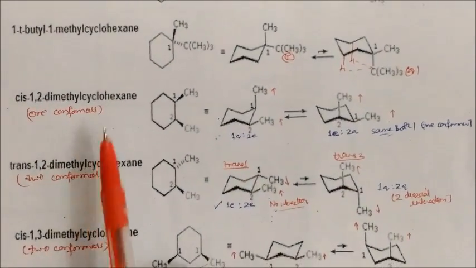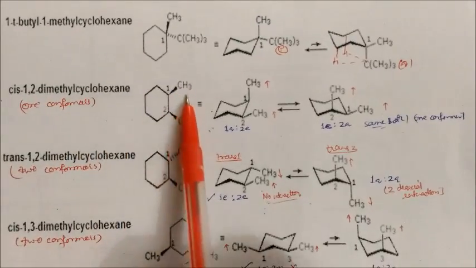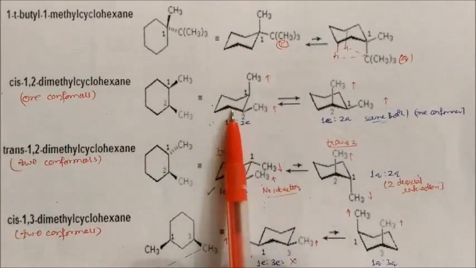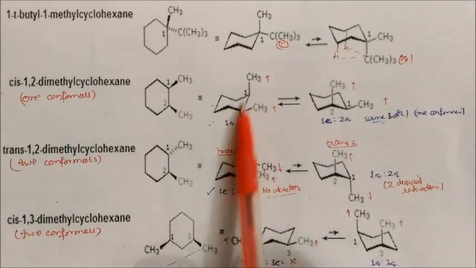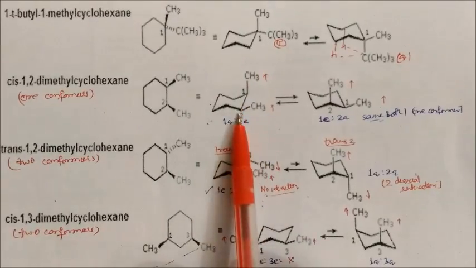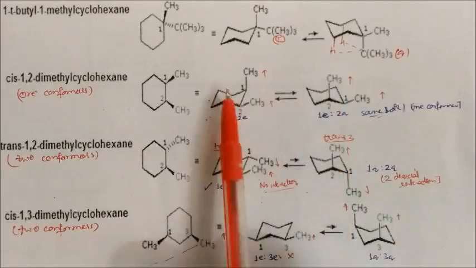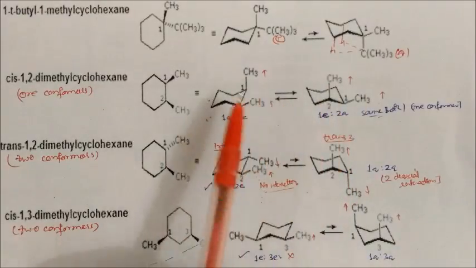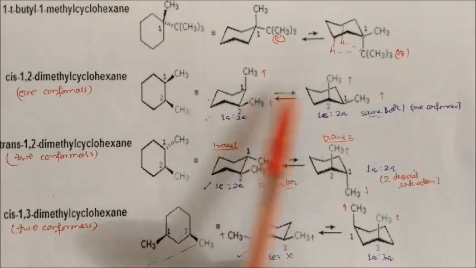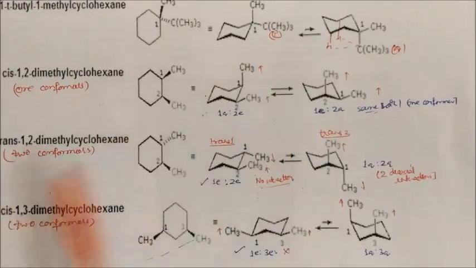Similarly, this is cis-1,2-dimethylcyclohexane. So this has two up. This can be written in the form like this also. So this is the 1A, 2E form. You can see it's very clear: 1A, 2E, and there is one more conformation, 1E, 2A. So both are almost the same size, meaning it has only one conformer. Both are the same, so stability cannot be determined because both are the same.